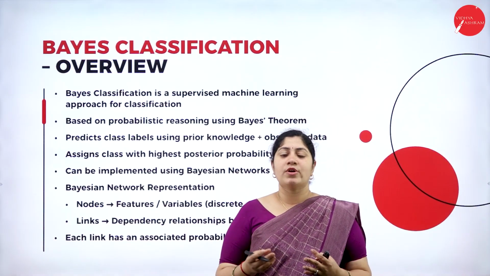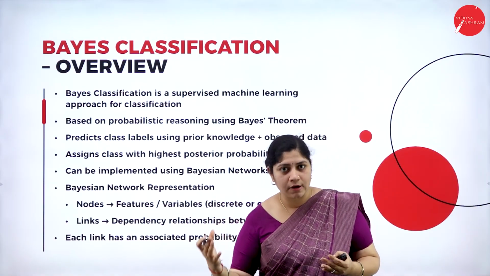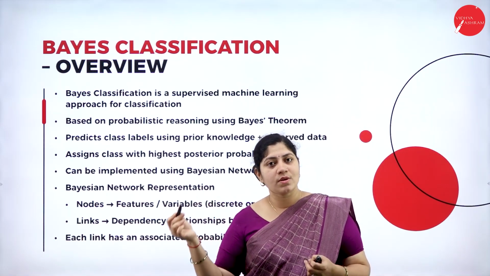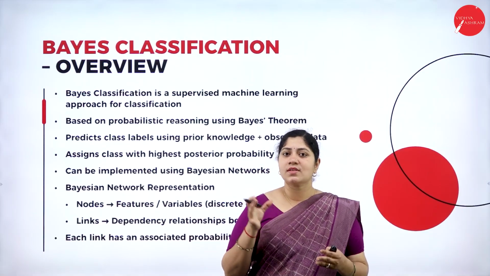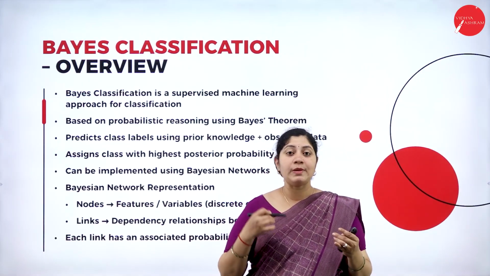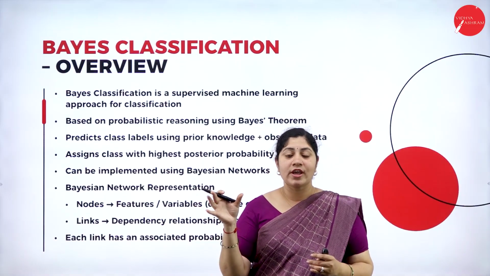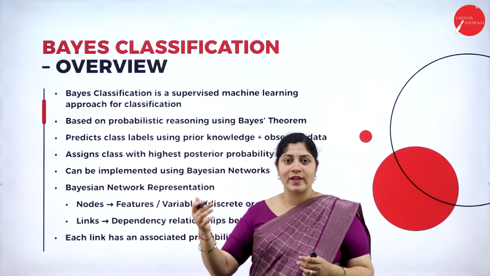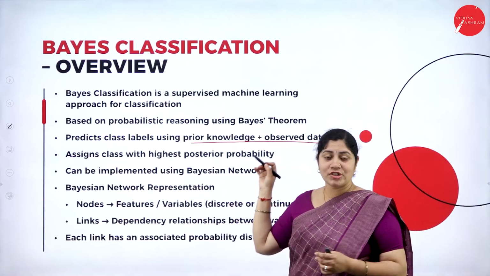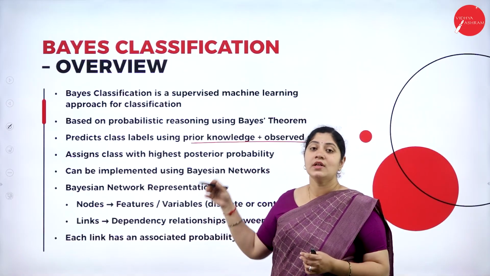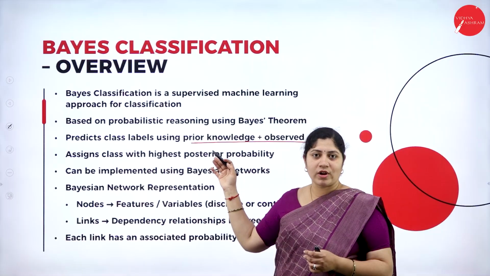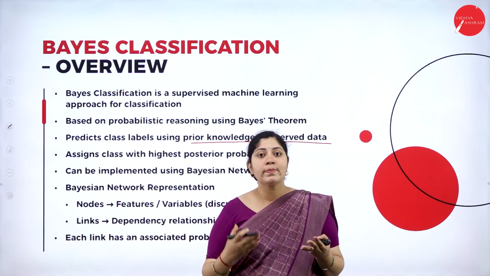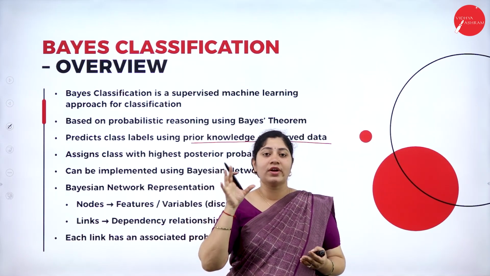Bayes classification algorithm is a supervised machine learning algorithm that can be utilized for classifications. This classification is done based on probabilistic reasoning, by utilizing the Bayes theorem. Here there will be a prediction of the class labels. That prediction is completely based on the observed data as well as the prior knowledge. Now, there comes a doubt: how will this class be assigned? The class will be assigned based on the highest posterior probabilities.